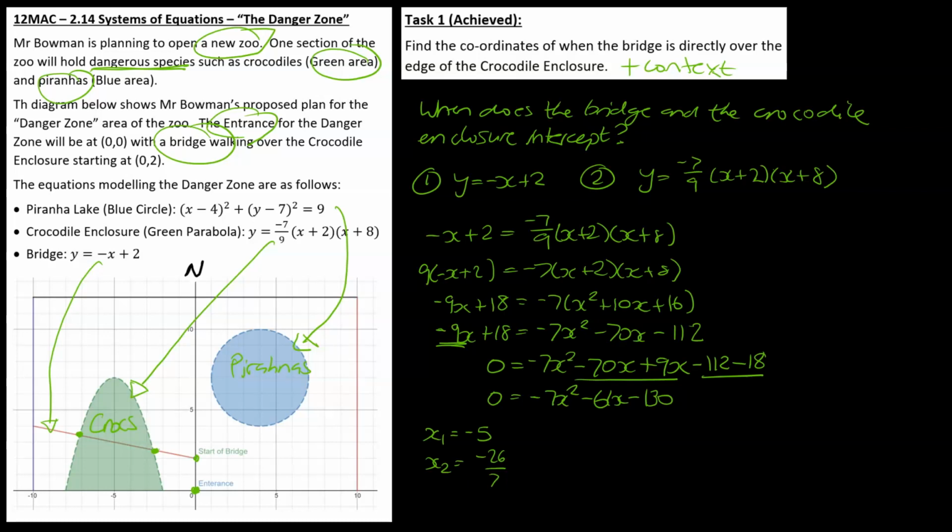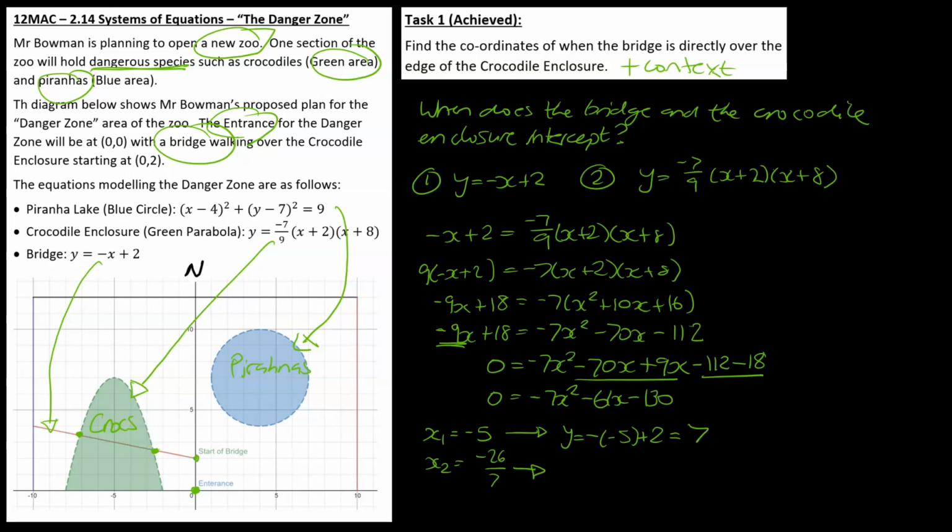From there, we figure out the corresponding y values. By using our easier equation, equation number 1, we can find the y values at those points. So y is equal to negative minus 5 plus 2. That's going to become positive 5, which means our y value is going to be 7.